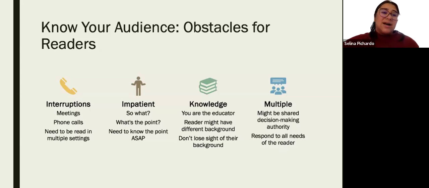So what? These are usually people who get a lot of interruptions, so they need to know the facts. They need to know what's going on right off the bat. Knowledge, that's usually another obstacle you have to face. Your reader might have a different background from you.